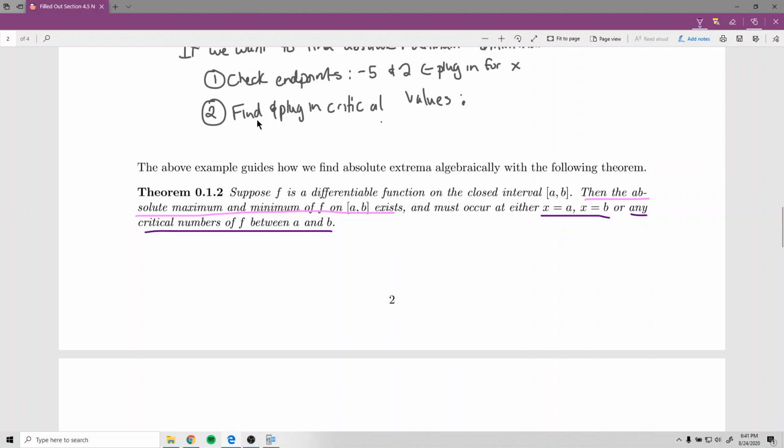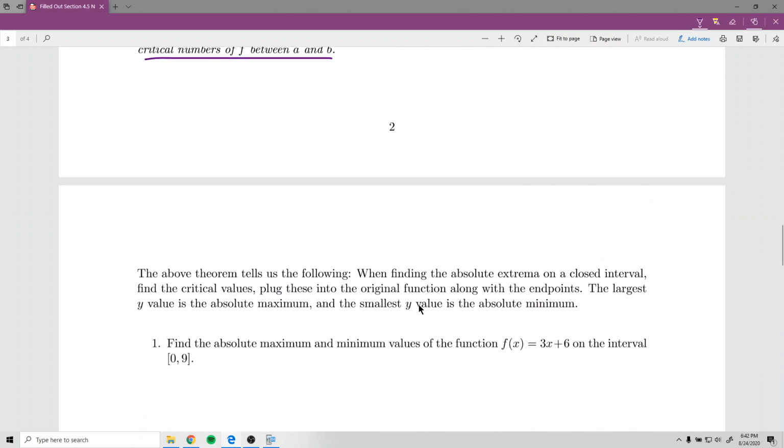All right, so this is telling you exactly what to do, what we outlined up here in our picture. For these problems, we're going to plug in our endpoints, find the critical values, plug those in, and see which one is biggest and smallest.